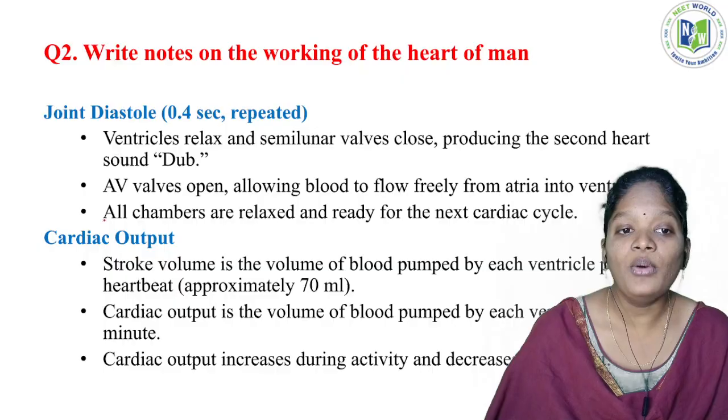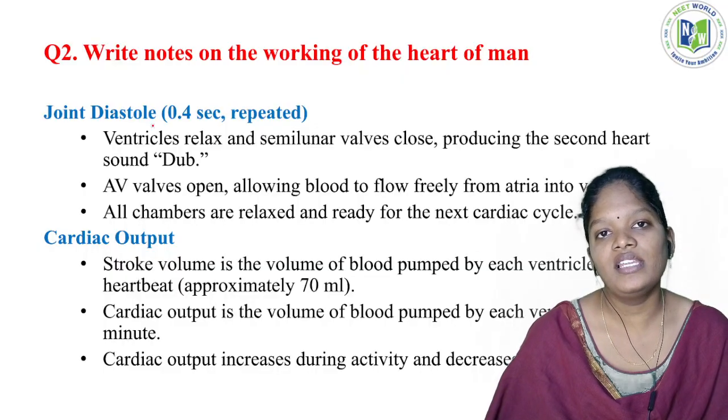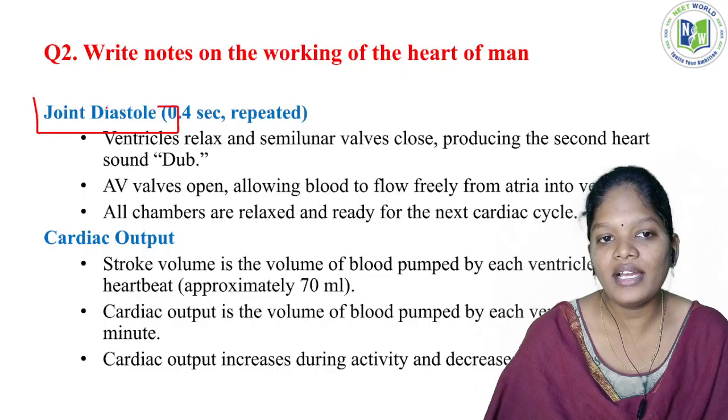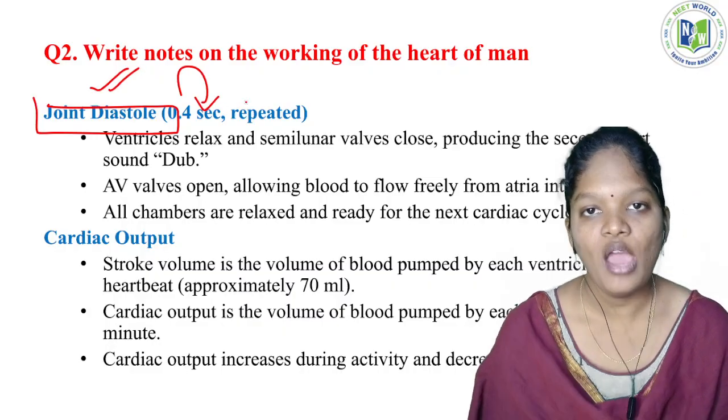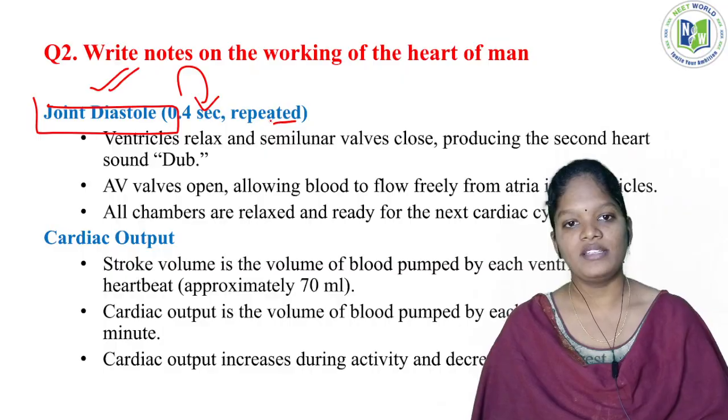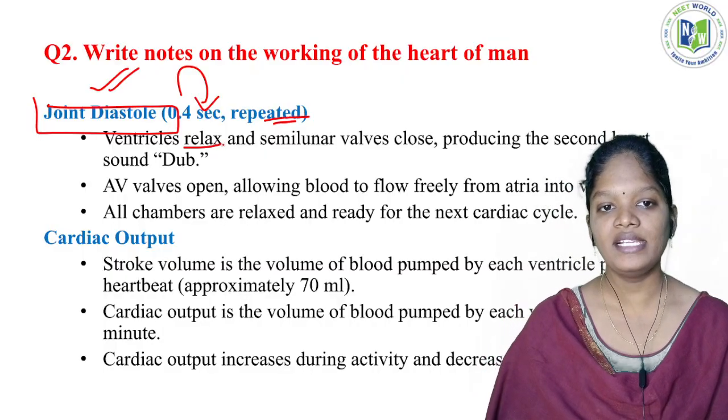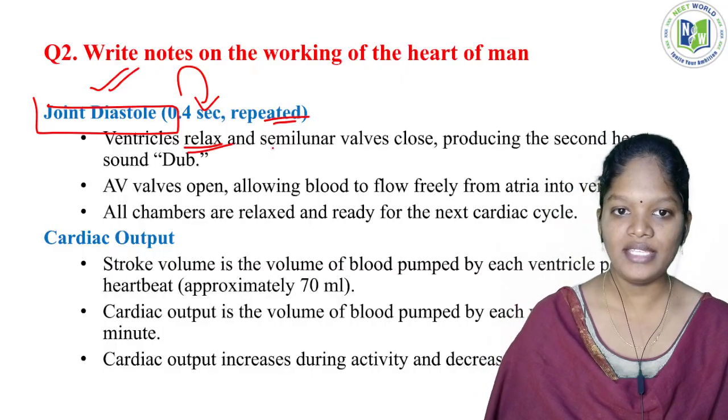Now immediately after the ventricular systole, again the phase will be the joint diastole. Again it will be 0.4 seconds. That is repeated. Okay, so the ventricles relax. Now the ventricles are relaxing.